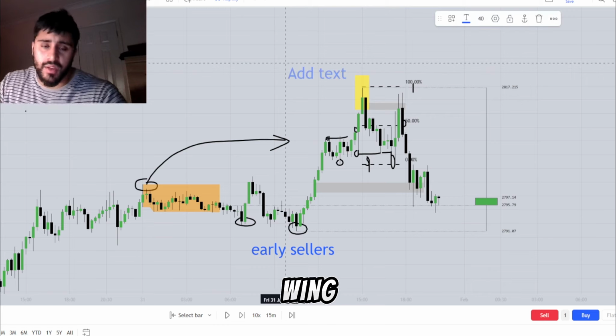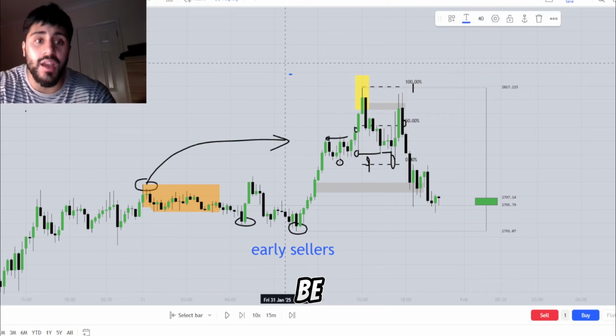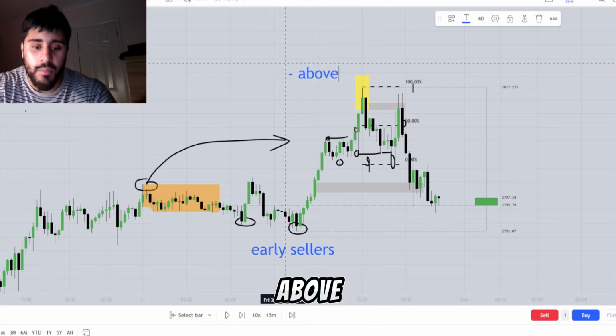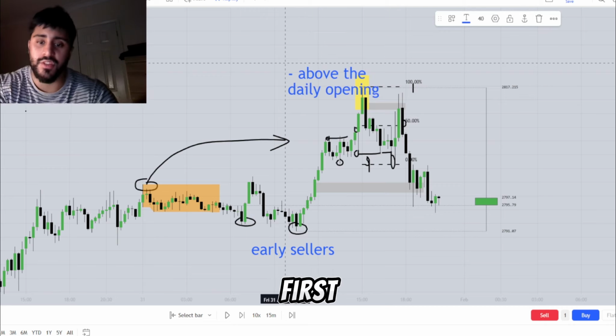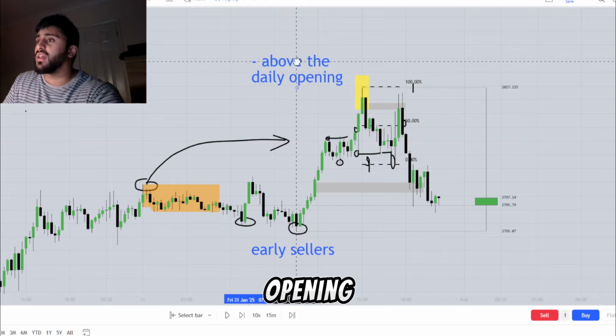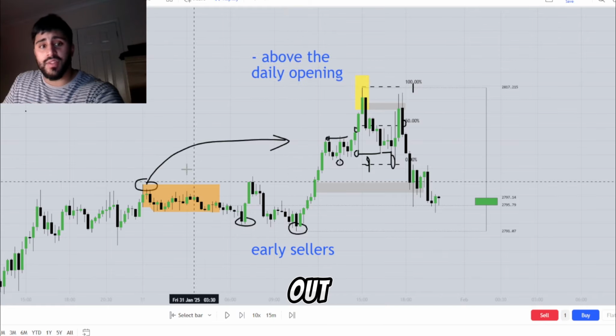When you're looking for a Judas swing, it has to be above the daily opening. Above the daily opening, right? This is the first thing you're looking for. It has to be above the daily opening, and therefore, by default, it's going to take out the Asian range high.